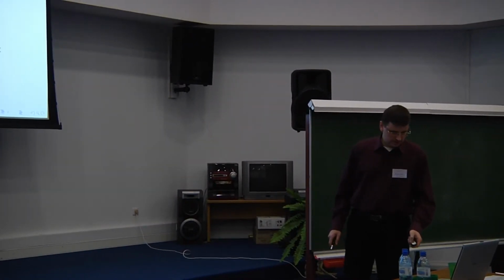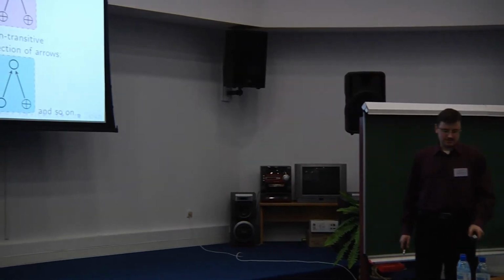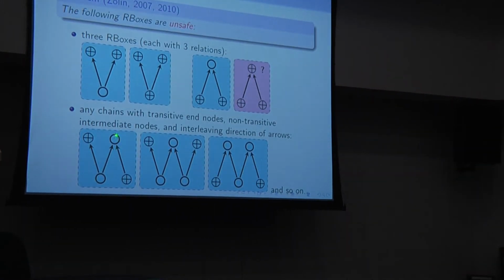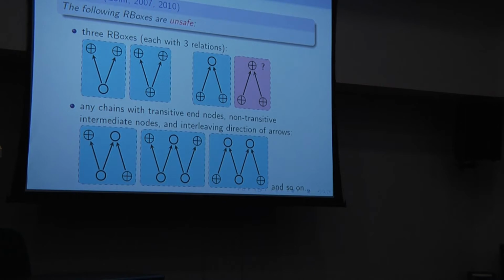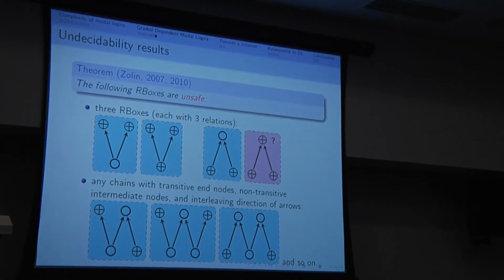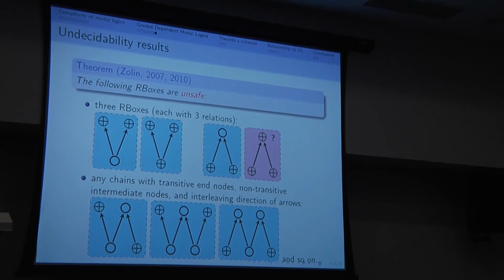And that's not the end. We also have chains like this. So notice the ends of chains are always transitive and intermediate nodes are not transitive, and we have interleaving direction of implications between them. So this is an infinite series of RBoxes which are not safe. So now the question is, what is in between? On the previous slide we saw some safe RBoxes. Here we have a series of unsafe RBoxes. Are there any others?